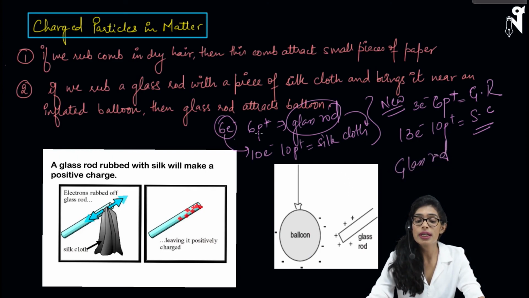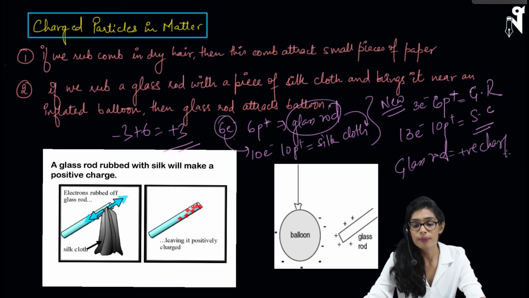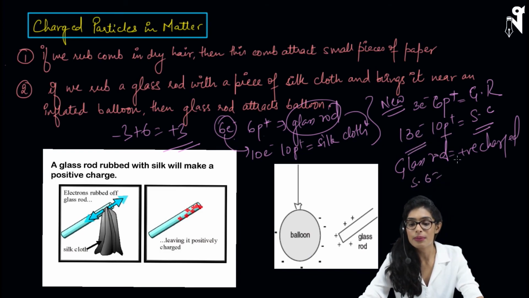It is 3 electrons, 6 protons. So minus 3 plus 6. So total charge is plus 3. So that means your glass rod would be positively charged. Whereas the silk cloth has 13 electrons and 10 protons. That means it will be having 3 negative charges, or you can say it will be a negatively charged substance.